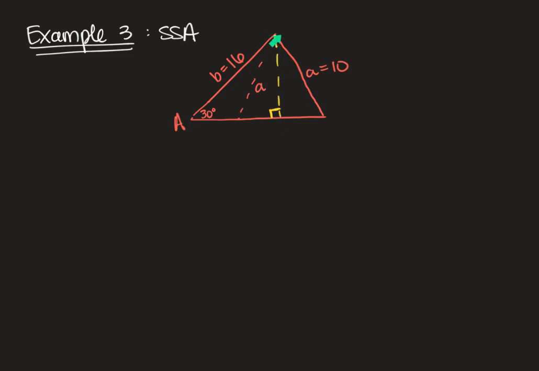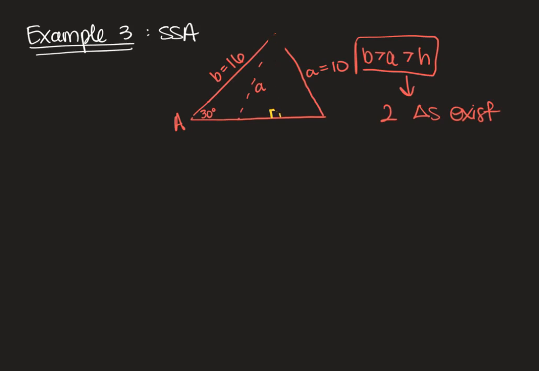And so if that height there is 8 units in length, then we do have 2 triangles that exist because A is greater than the height of the triangle, but it is less than the side that is adjacent to the given angle. And this means 2 triangles exist. And you guys can kind of see, I'll erase the height now because that's all we needed that for. You guys can kind of see the two different triangles that could be created there.